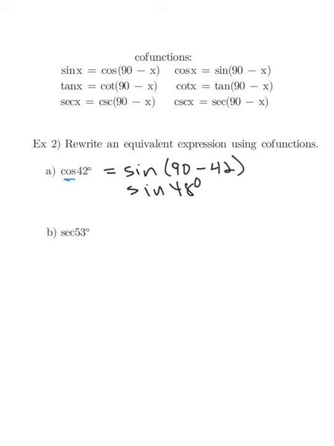For example B, we have the secant of 53 degrees. Well, to go with secant, the cosecant will be its cofunction. And then we do 90 minus the given angle measure of 53. So the equivalent expression will be the cosecant of 37 degrees.